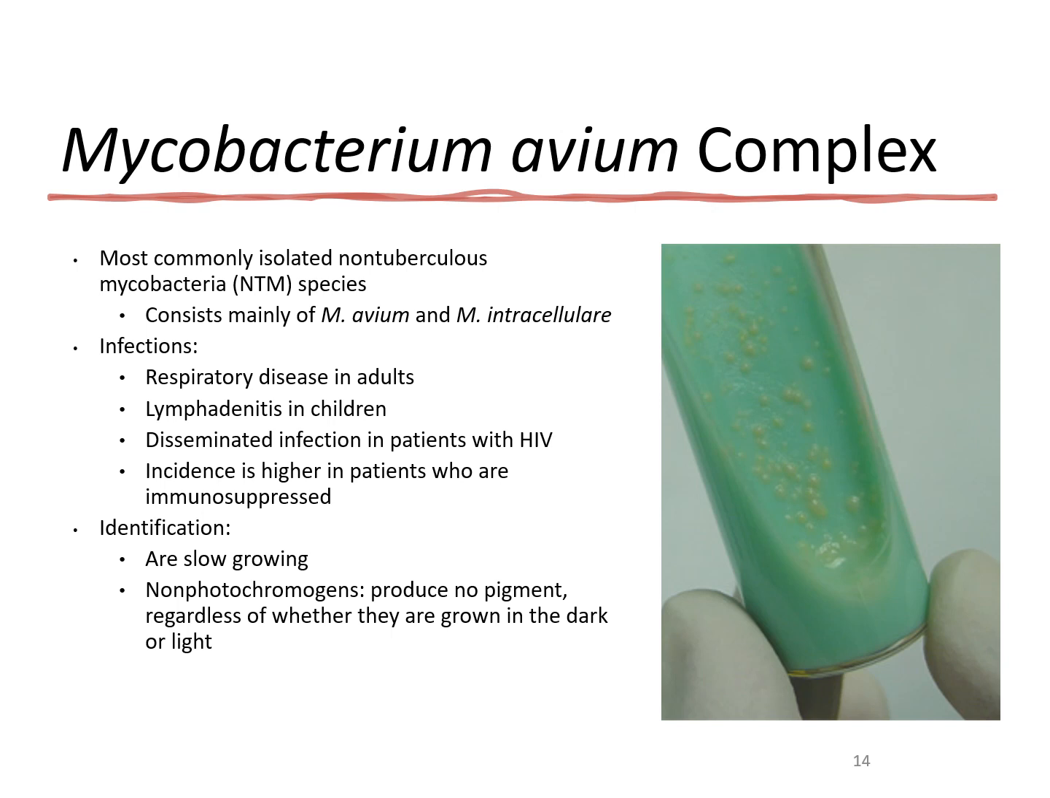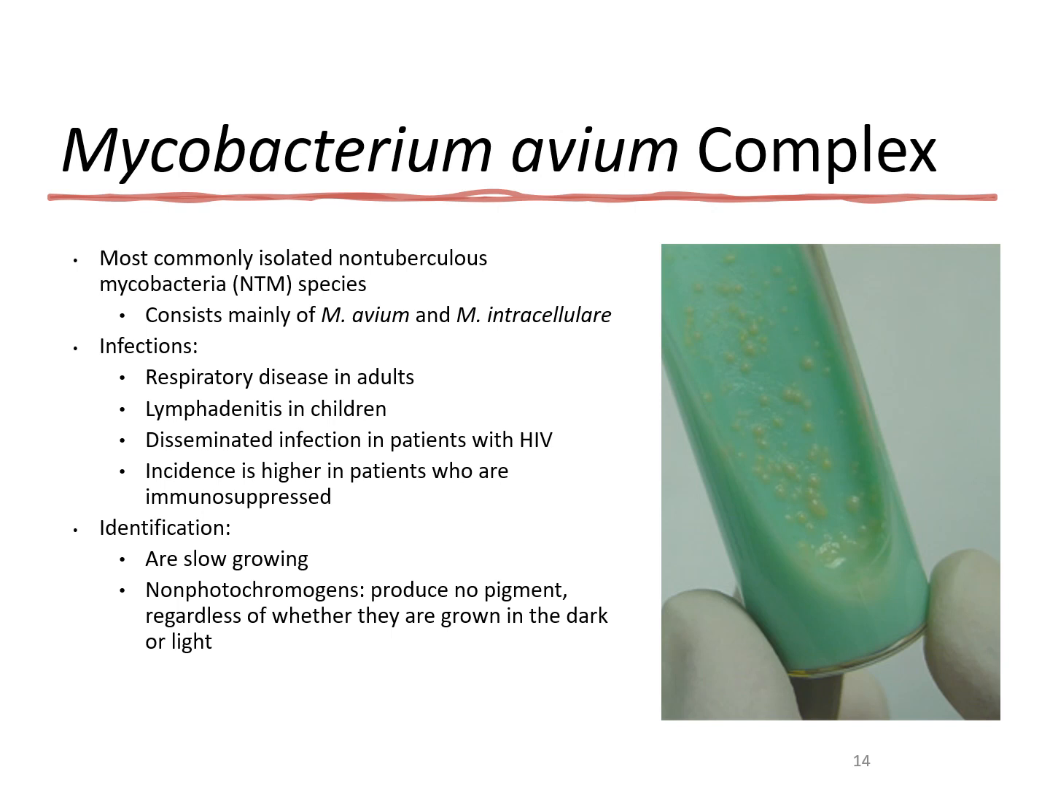Of your non-tuberculosis Mycobacterium, your most commonly isolated would be your Mycobacterium avium complex. And so this complex actually consists mainly of the Mycobacterium avium and Mycobacterium intracellulare. And so these organisms cause infections of the respiratory tract in adults and the lymphatic system in children, and it can cause disseminated infections in patients who have HIV. And the incidence is higher in patients who are immunosuppressed for any reason, so it could be something like chemotherapy.